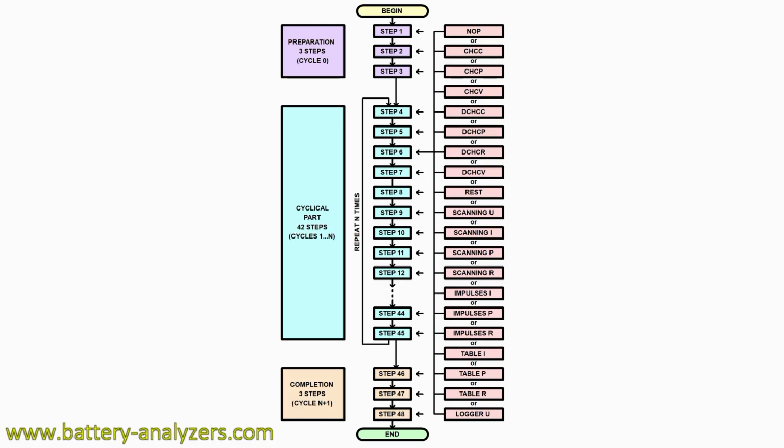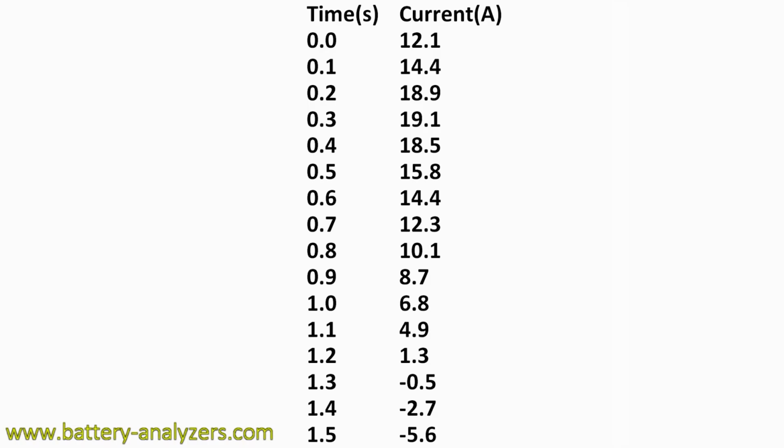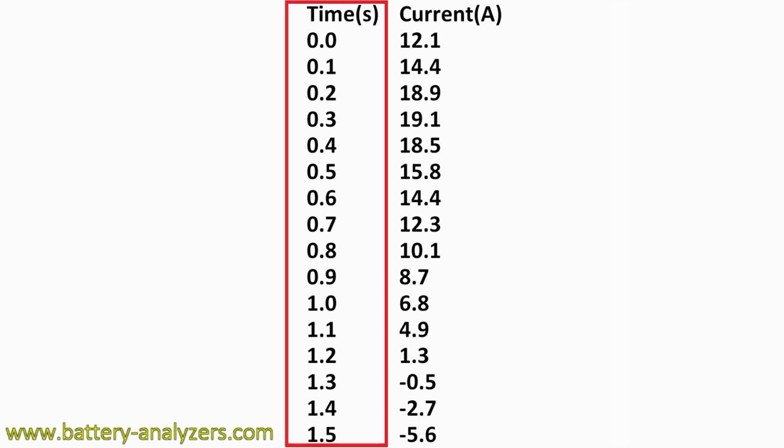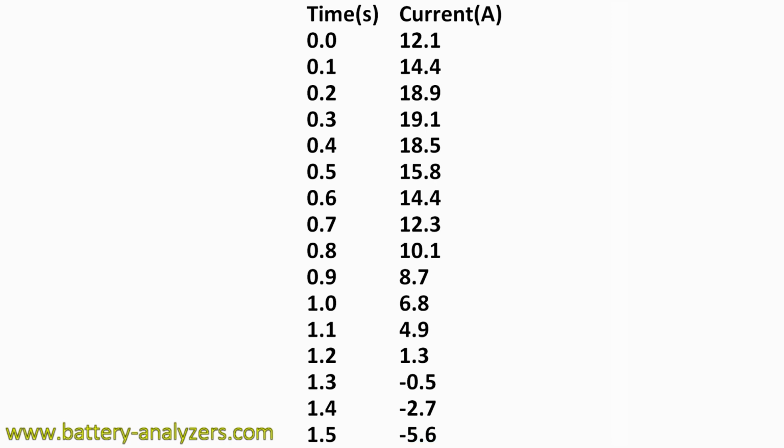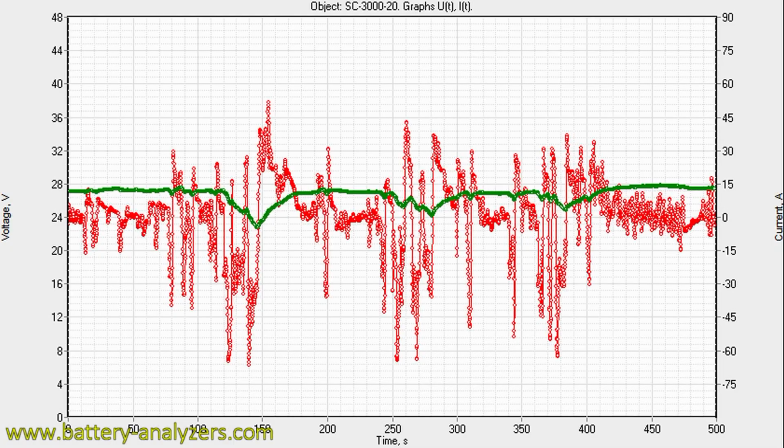A separate class of modes is work according to the tables of current, power, or resistance. In these modes, the analyzer operates according to pre-prepared and selected tables, which should contain two columns. The first column is time, the second is given current, power, or resistance, which should be at this time. Using these modes, you can simulate the operation of the battery in an electric car when the car is moving, for example in an urban driving cycle or in any other.